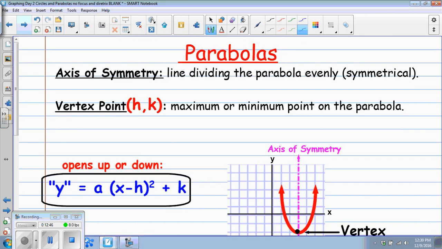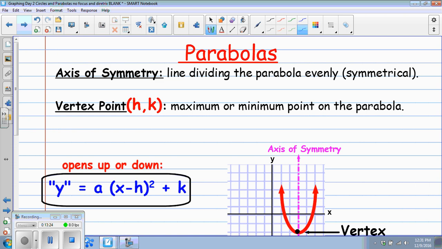Okay, now let's go to parabolas. We already grabbed some quadratics before. The axis of symmetry is a line that divides the parabola into symmetrical pieces. If your parabola is opening up or down, then the equation of that line is going to be x equals something. It's going to be x equals the x value of your vertex. The vertex is represented by h and k.